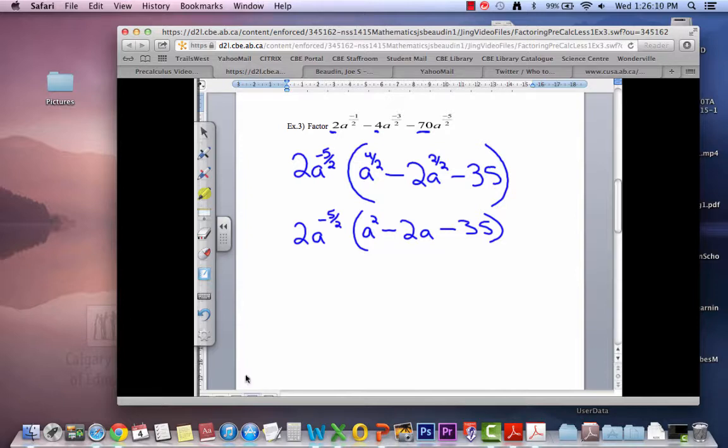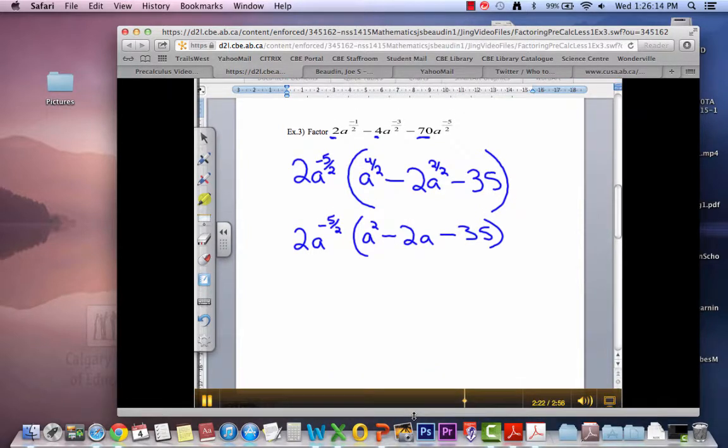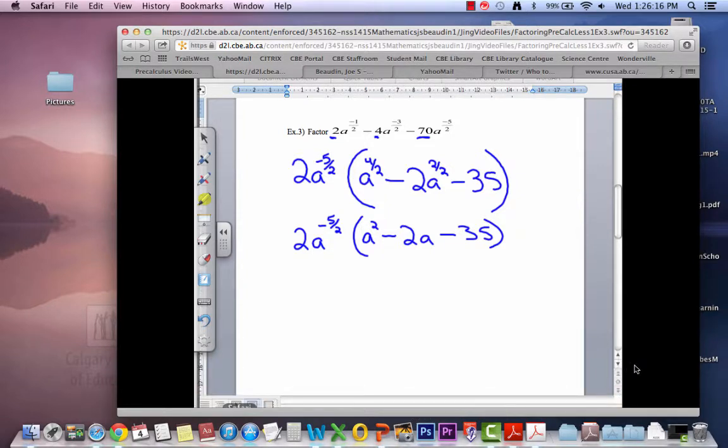Like any good math student, I'm going to look to see if it factors any further than I already have. I look for two numbers that multiply to give me negative 35, add to give me negative 2, and so the expression in the brackets does factor a little bit more to say a minus 7 times a plus 5. Multiply those together if you like to check.